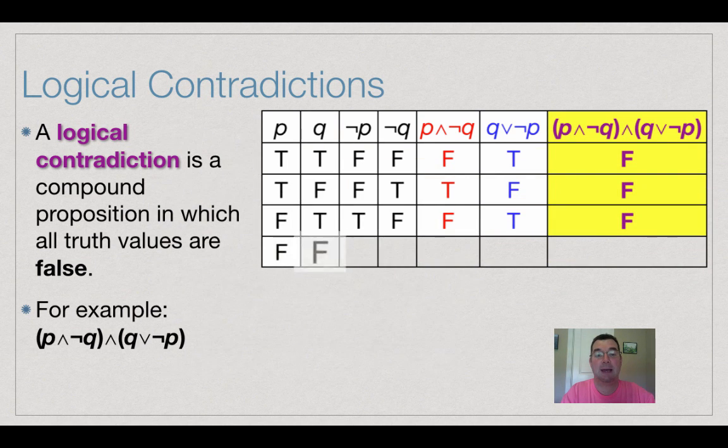And the last thing that can happen is a false and a false. That means that not P is true, and not Q is also true. P and not Q is false, Q or not P is true, and a false and a true gives me false. So when you get every single cell in the last column to be false, that means what you have is a logical contradiction.